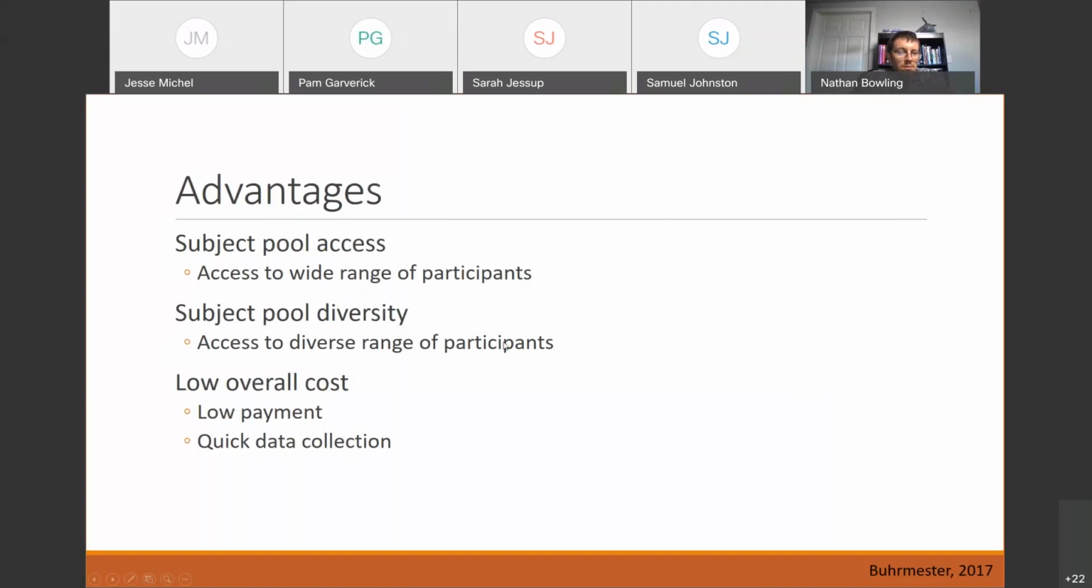Let's see, subject pool diversity, again, diverse range of participants, low overall cost. So, this is kind of, I guess, an ethical dilemma. I always try to pay about minimum wage. So if I have a 10-minute survey, I try to pay about $1.25. And really that is a low cost, right? $1.25 to collect 100 participants is pretty cheap. But still, I think that's an adequate pay for people. And the great thing is you can collect data very, very quickly.